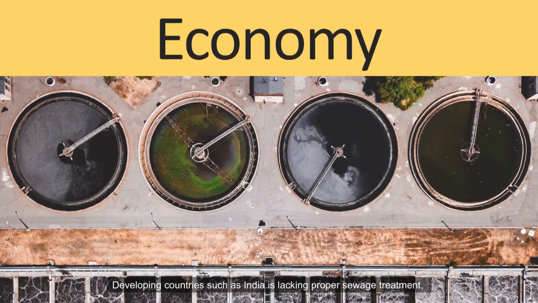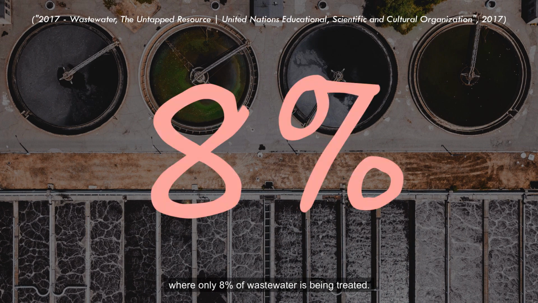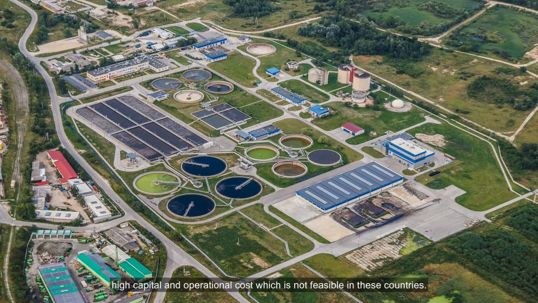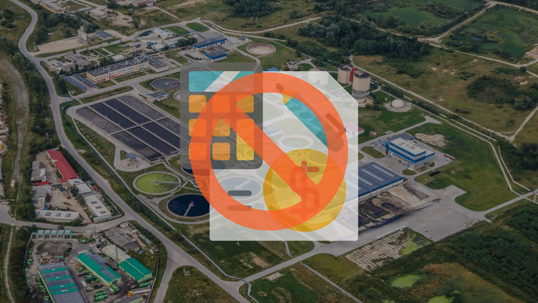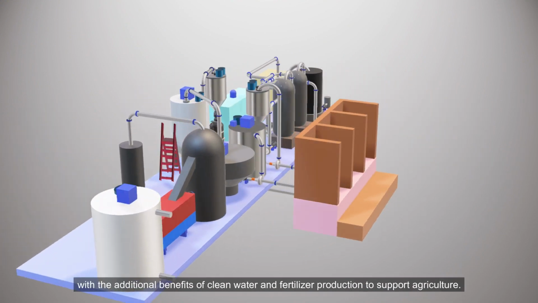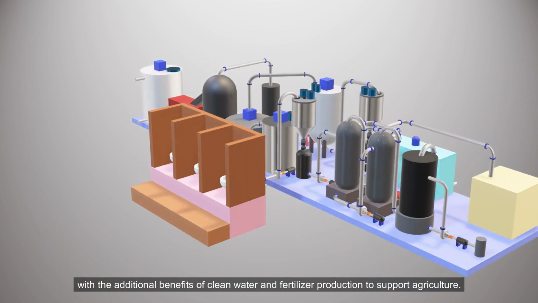Developing countries such as India are lacking proper sewage treatment, where only 8% of wastewater is being treated. The establishment of a wastewater treatment plant requires high capital and operational cost which is not feasible in these countries. Proper sanitation is a human's right, and our system is the solution, with the additional benefits of clean water and fertilizer production to support agriculture.